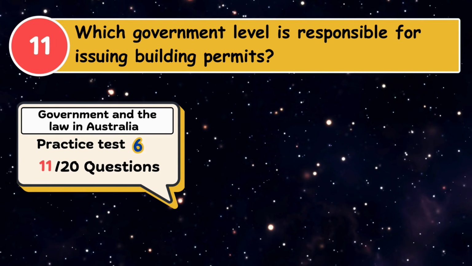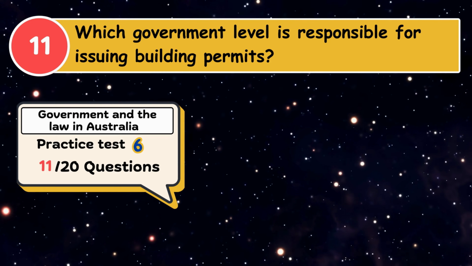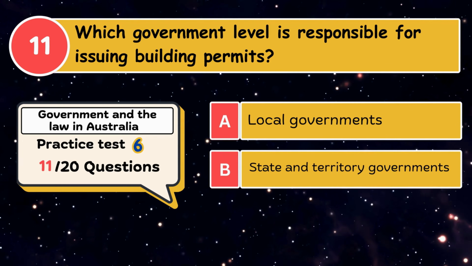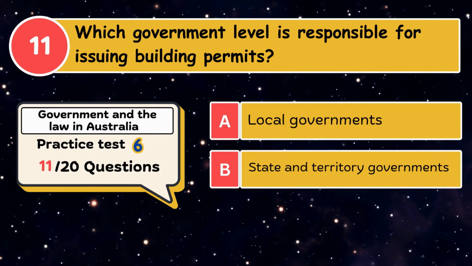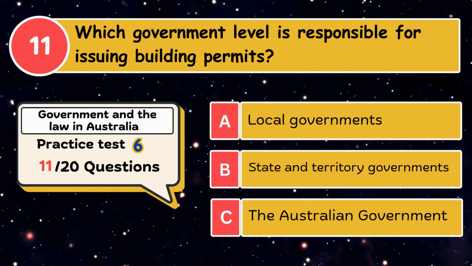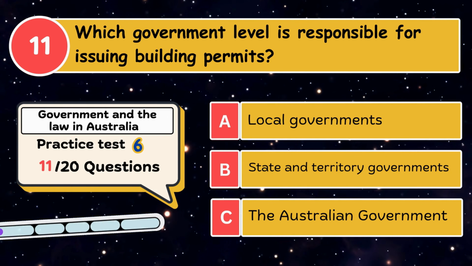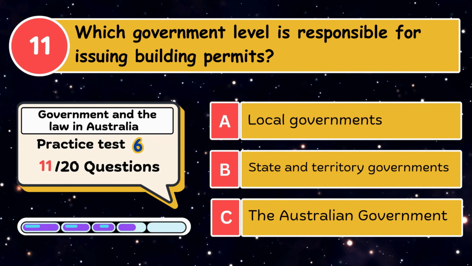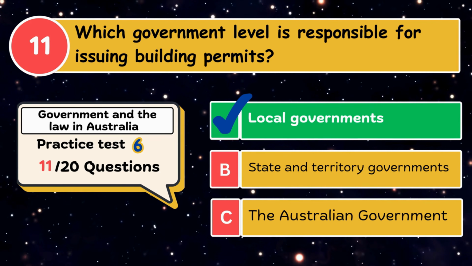Which government level is responsible for issuing building permits? A. Local governments. B. State and territory governments. C. The Australian government. The correct answer is local governments.